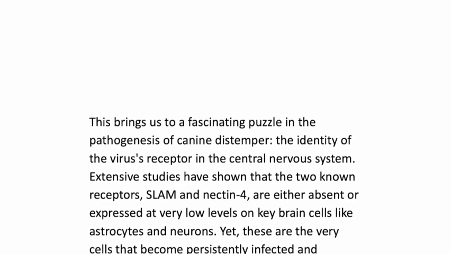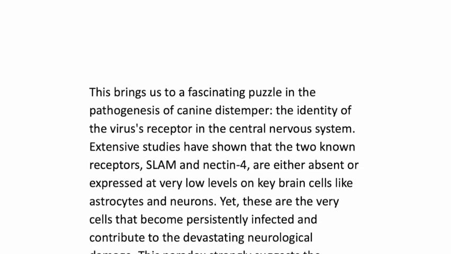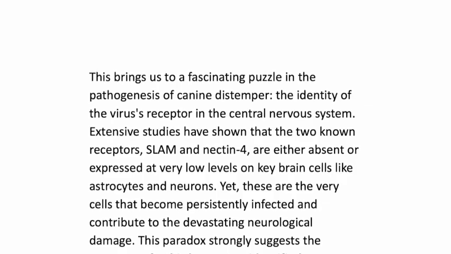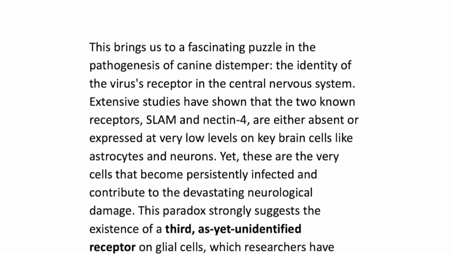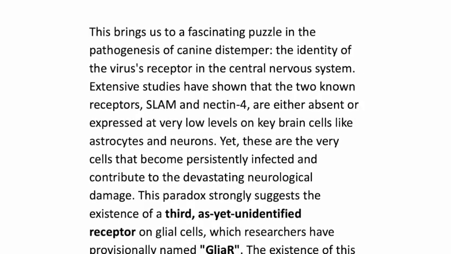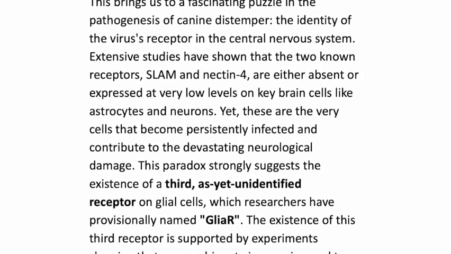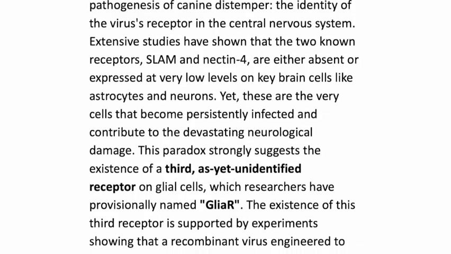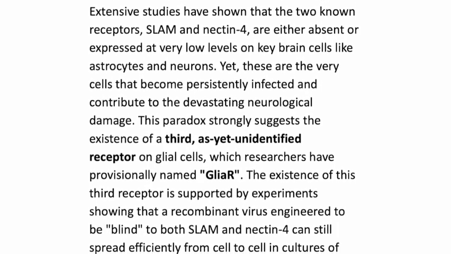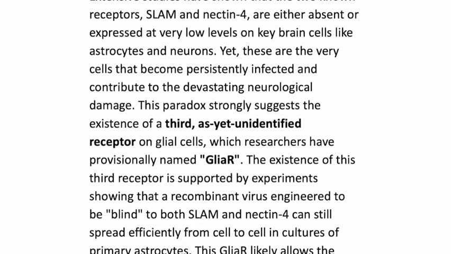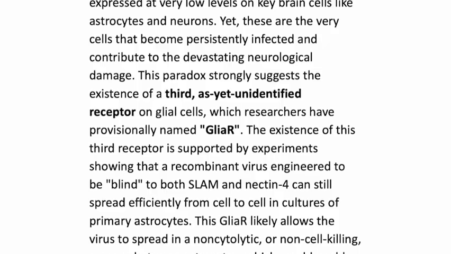This brings us to a fascinating puzzle in the pathogenesis of canine distemper: the identity of the virus's receptor in the central nervous system. Extensive studies have shown that the two known receptors, SLAM and Nectin-4, are either absent or expressed at very low levels on key brain cells like astrocytes and neurons. Yet, these are the very cells that become persistently infected and contribute to the devastating neurological damage. This paradox strongly suggests the existence of a third, as yet unidentified receptor on glial cells, which researchers have provisionally named GLIAR.